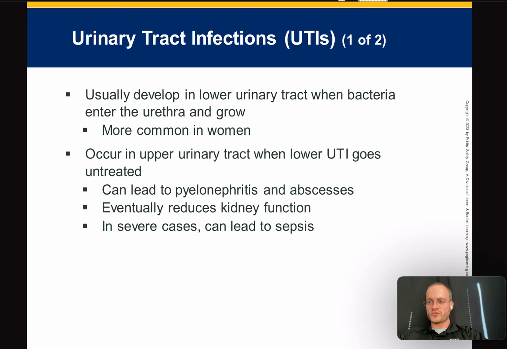Very, very important to do that. Who else can get them? Those that have indwelling Foley catheters, right? Someone that has a tube that's draining the urine from their bladder. That's a super highway for all them bacteria to climb up that tube into your urethra and bladder. So the problem with UTIs is these are what's called an ascending infection.